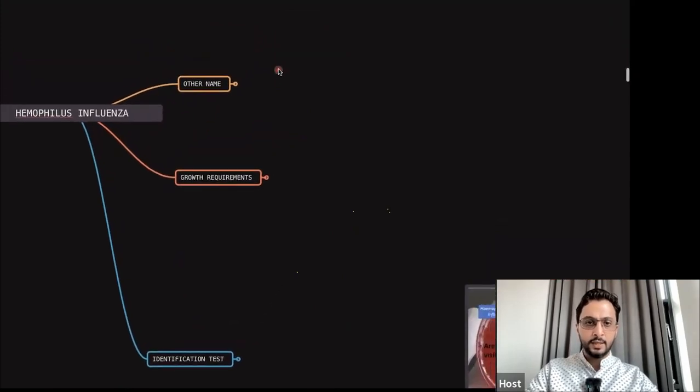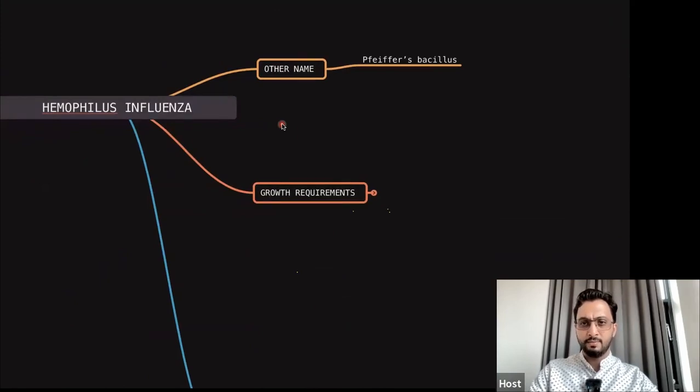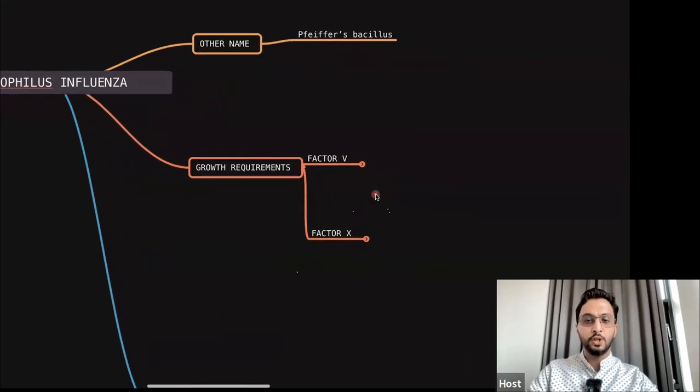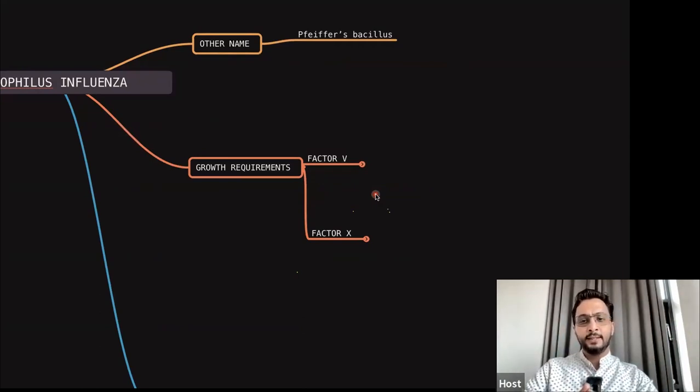The other name of this bacillus is Pfeffer's bacillus, named after the person who found it. Now, growth requirements are the most important thing I want to teach you: factor V and factor X. Some people say factor 5 and factor 10. It can confuse you with your coagulation factors, factor 10 and factor 5, but it's a different thing. That is related to the human body, but that's coagulation. This is growth factors.